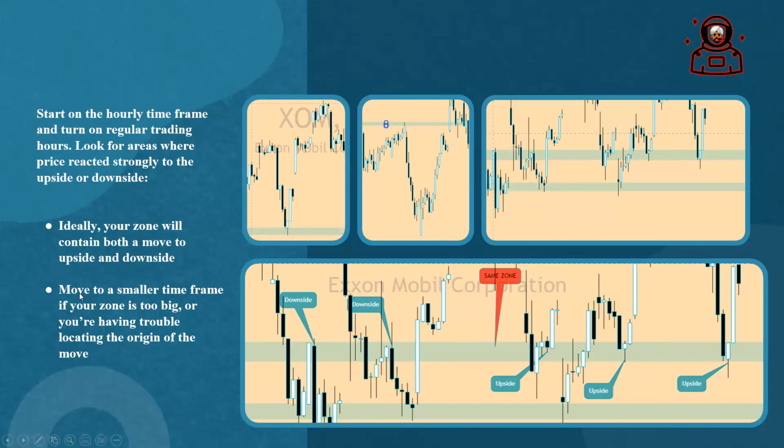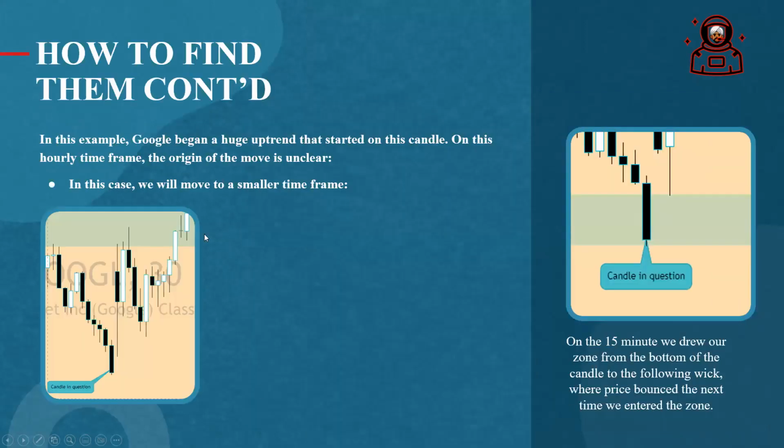If you find that your zones are too big, or you're having trouble locating the origin of the move, we move to a smaller time frame. And I got some examples set up for you guys right here. So in this example, Google started this huge uptrend, right? Here's the candle in question.